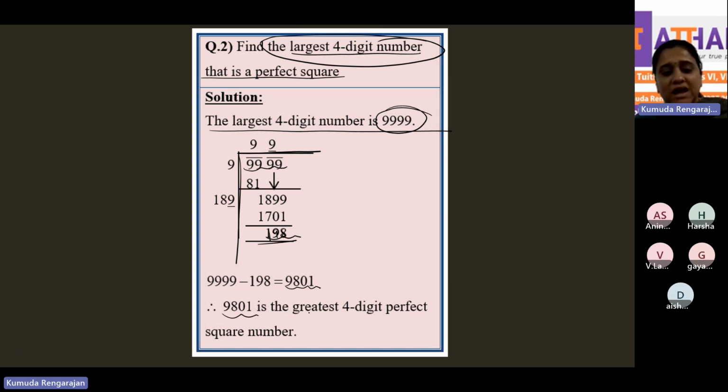So this is the largest 4-digit number which is a perfect square. It is a 4-digit number, it is also a perfect square, and it is the greatest 4-digit number that's a perfect square. This number 9801 is a perfect square.